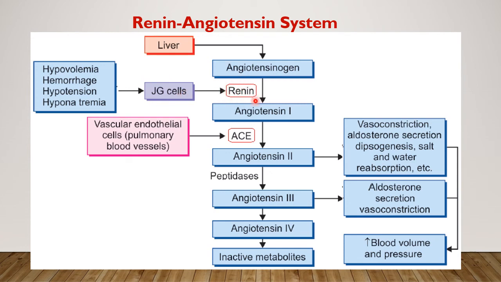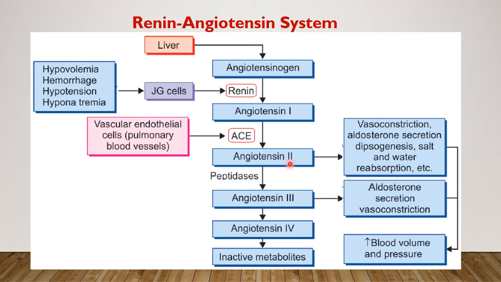And this renin that is secreted by the juxtaglomerular cells of the kidney will convert the angiotensinogen that is secreted by the liver to angiotensin 1. The angiotensin 1 will be converted to angiotensin 2 by the enzyme ACE, that is angiotensin converting enzyme, that is secreted by the pulmonary blood vessels.